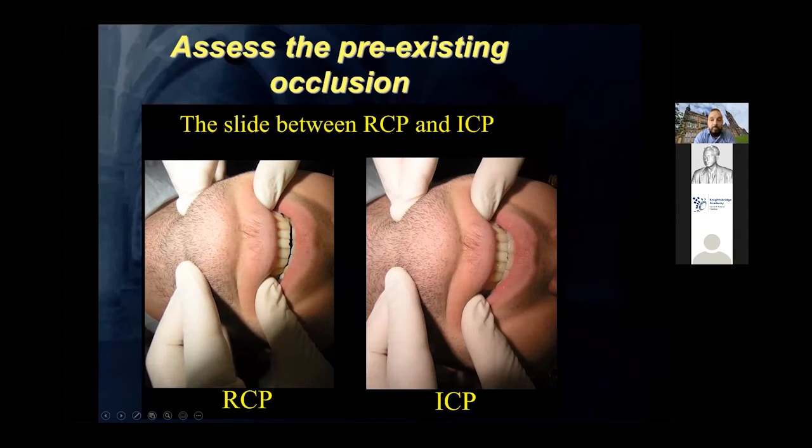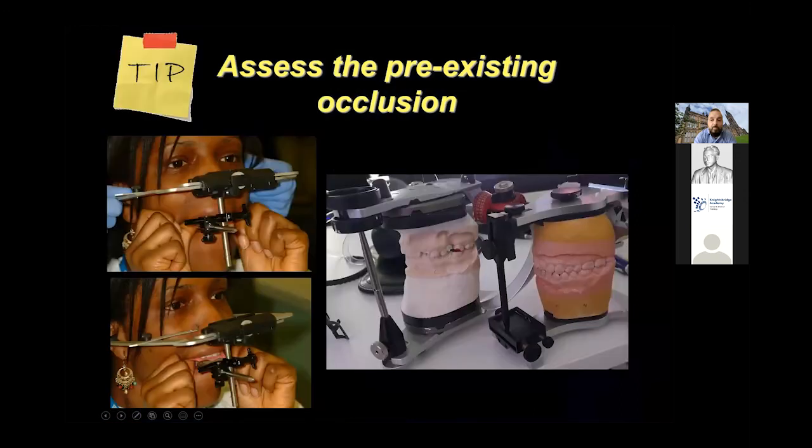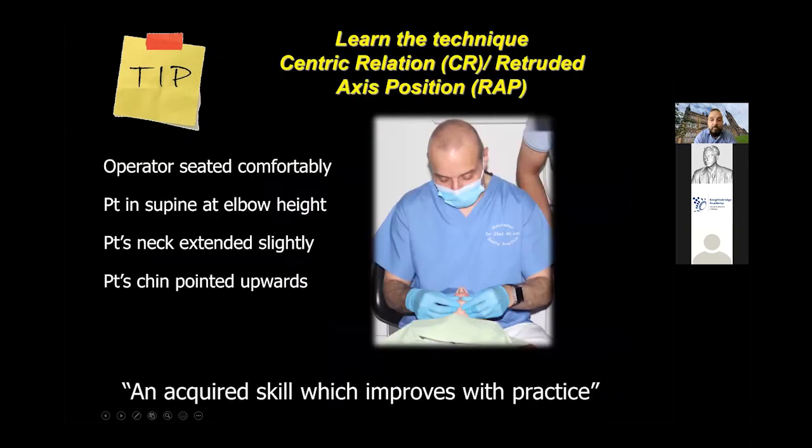So we need to check this slide. We need to learn this technique, how to find the centric relation and check this slide, which could be the cause of some anterior tooth surface loss here. And assessing the occlusion, of course, it's a full package, guys. It's not only putting the patient in and checking the ICP and RCP. You need to get the models articulated in semi-adjustable articulators using a face bow, of course, and we can demonstrate all of these movements on the articulator itself. And learning this skill, this is an acquired skill, improves with practice. You need to practice that in order to master this centric relation.